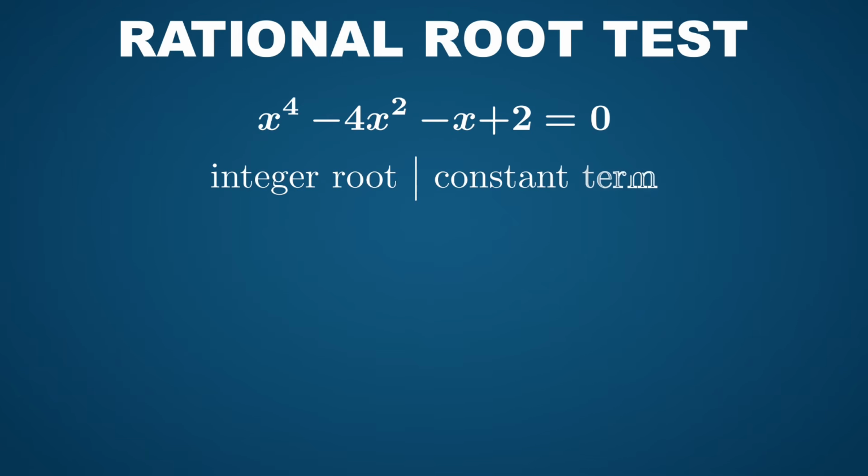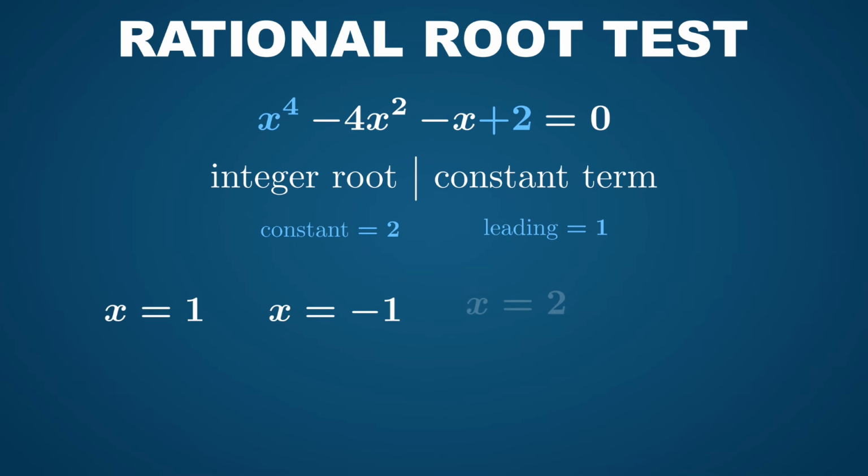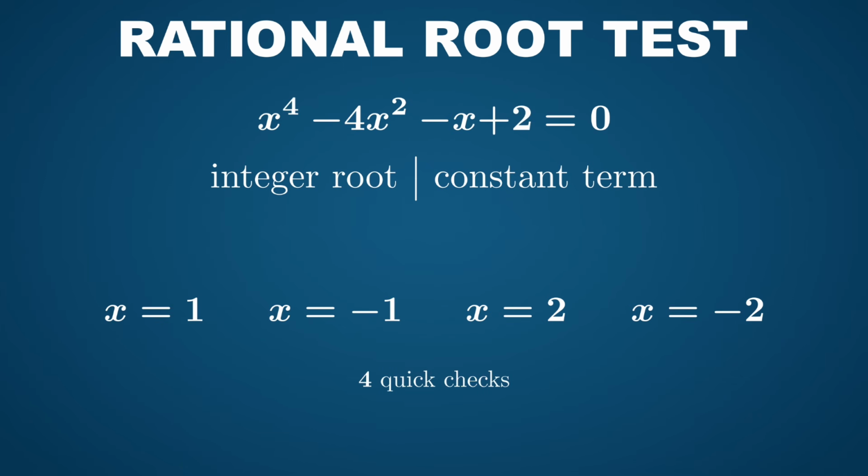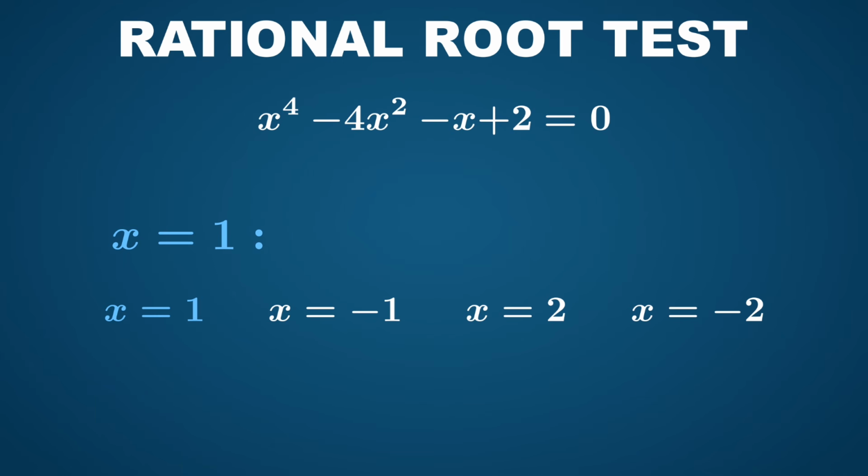Any whole number root of this quartic must divide the constant term. The constant term is 2, and the leading coefficient is 1. So the only whole number candidates are 1, minus 1, 2, and minus 2. That narrows an infinite search down to 4 quick checks. We start the testing with the first candidate, x equals 1.